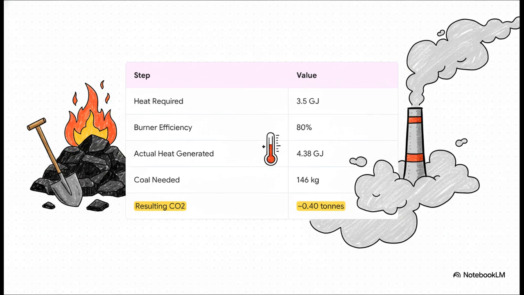You need to get about 3.5 gigajoules of heat into the rock. But your burner is only 80% efficient, so you actually end up burning enough coal to generate almost 4.4 gigajoules. This all means you're adding another 0.40 tons of CO2 to our tally for every ton of clinker.